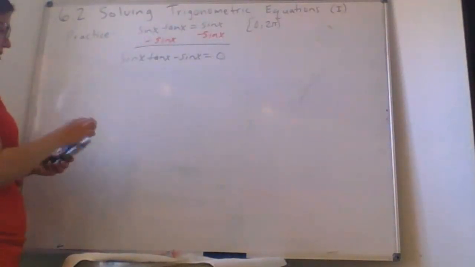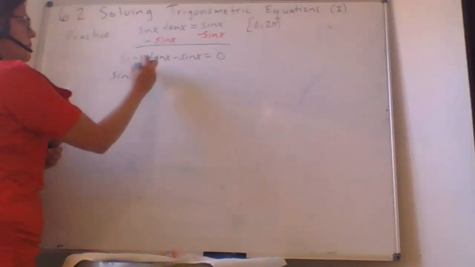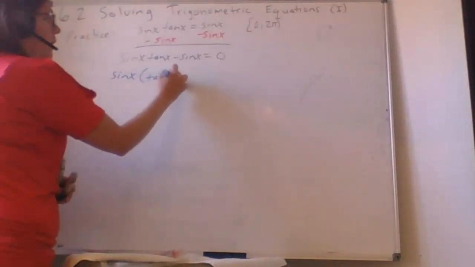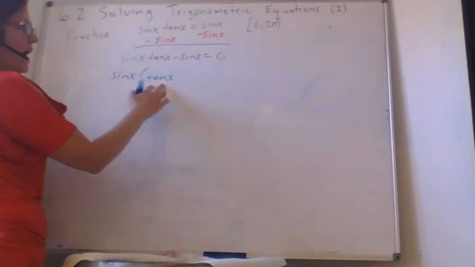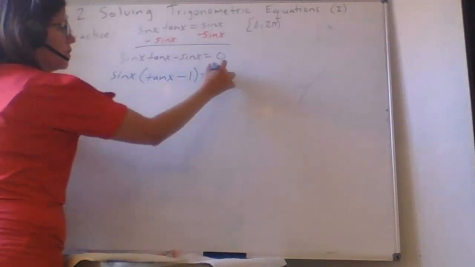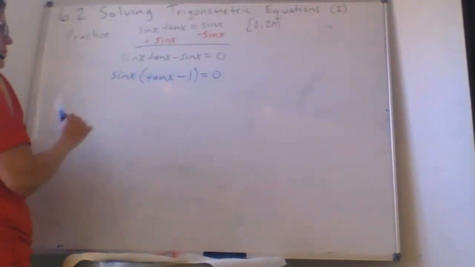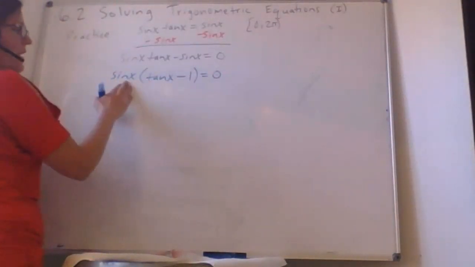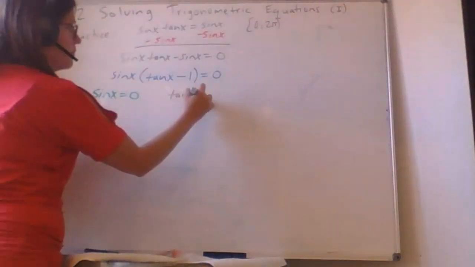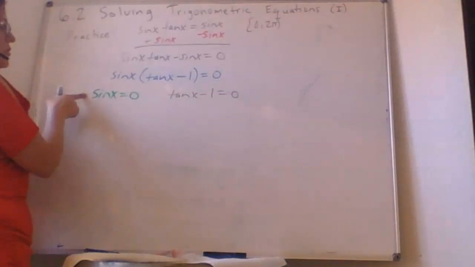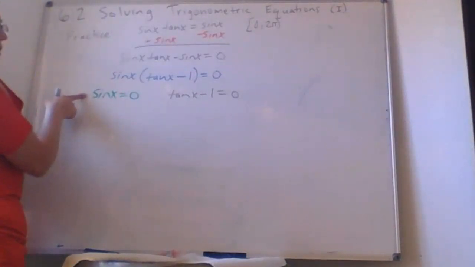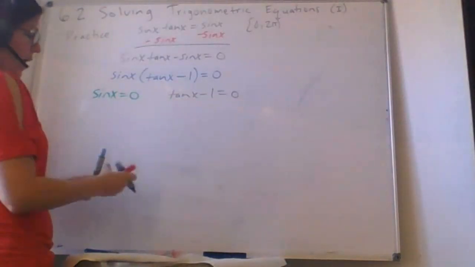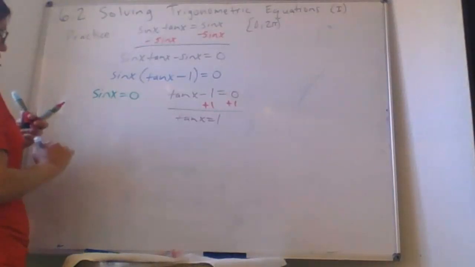Now we factor out the sine x because both terms have a sine x in them. So the first term leaves us tangent x, and we need the minus 1 as a placeholder so we maintain two terms. Now that we have factored, when it's set equal to 0, we can say each piece equals 0. So either sine x must equal 0 or tangent x minus 1 equals 0. We'll solve the one on the right by adding 1 to both sides, so we get tangent x equals 1.